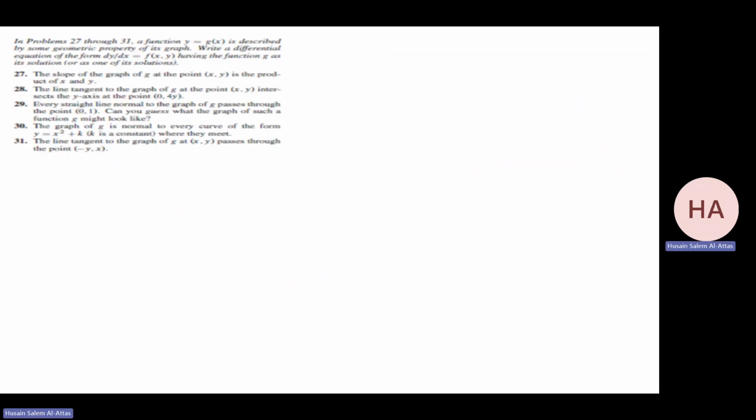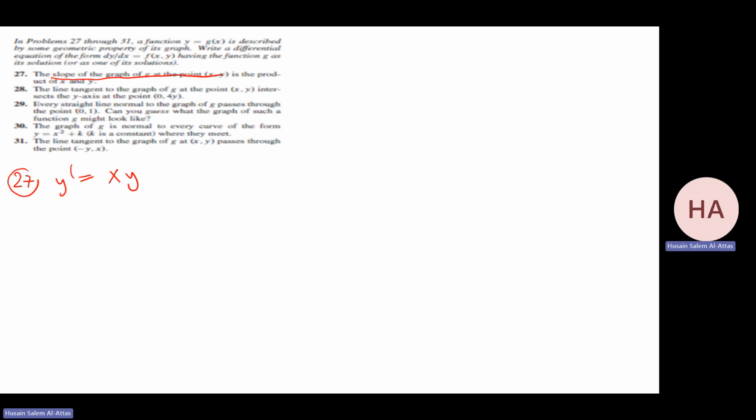Yeah, okay. Now these are statements. I want to change the statements into equations. They give me statements. The slope of the graph. Oh, what's the slope of the graph? That means the derivative is the product of x and y. So 27. The slope of the graph means y prime. That means y prime is the product of x and y. So this is my differential equation. Y prime equal x times y.